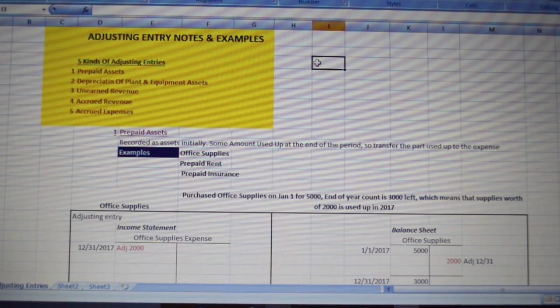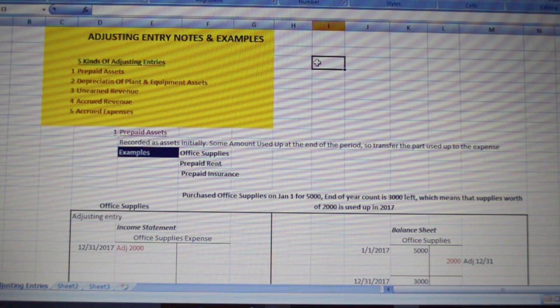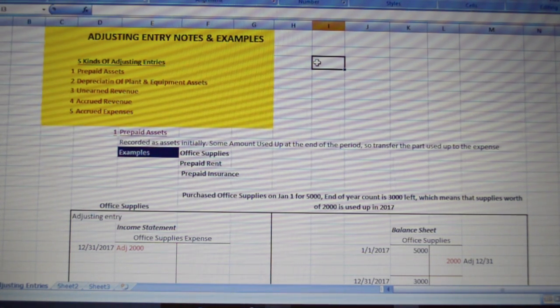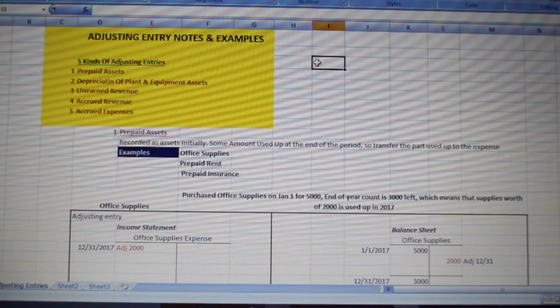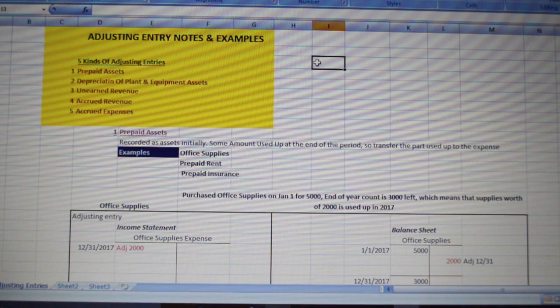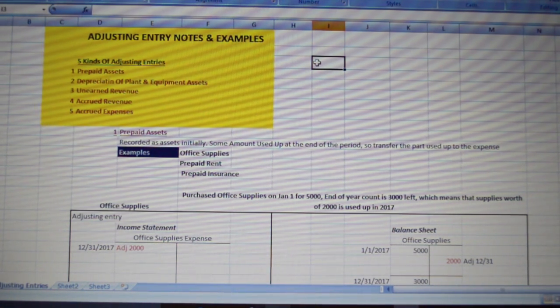Hello friends, in this video I'm going to discuss the adjusting entries with some examples. So there are 5 kinds of adjusting entries: prepaid assets, depreciation of plant and equipment assets, unearned revenue, accrued revenue, and accrued expenses. We are going to discuss each kind with an example.